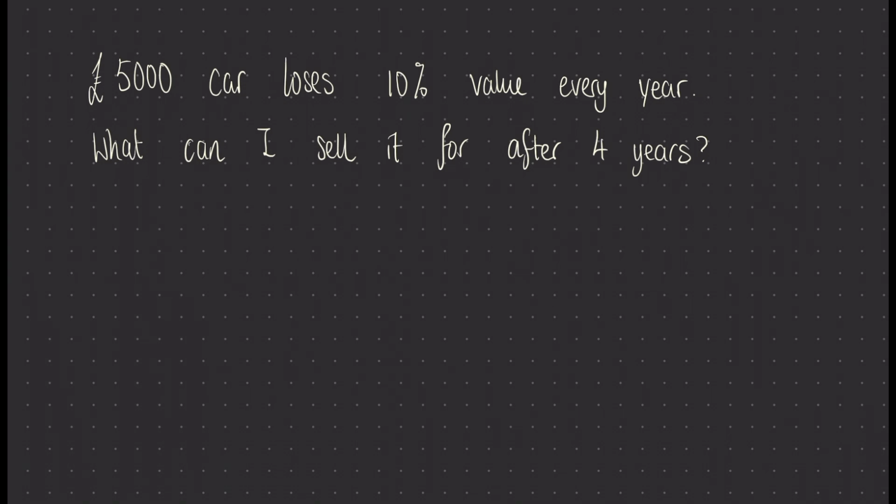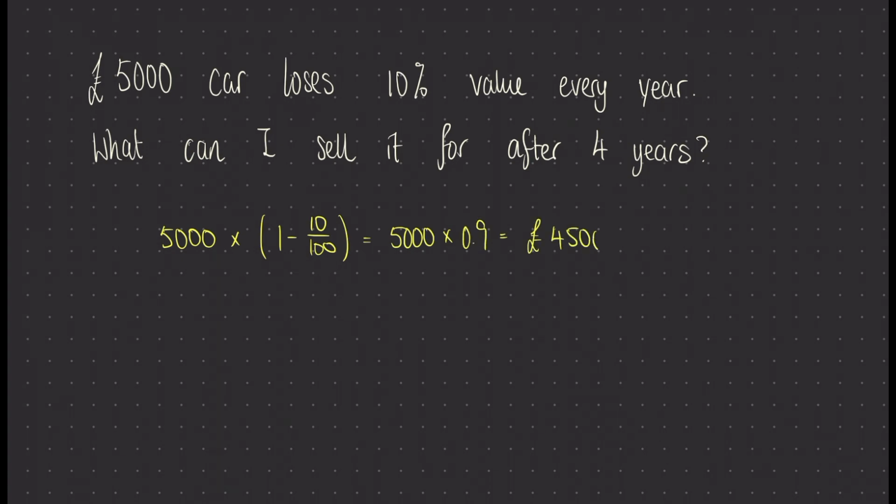Let's begin by calculating after 1 year how much the car would be worth. So I take 5,000, and remembering that for a percentage decrease, I multiply by 1 minus my percentage over 100 to get my multiplying factor. So that's 5,000 times 0.9, which is £4,500.